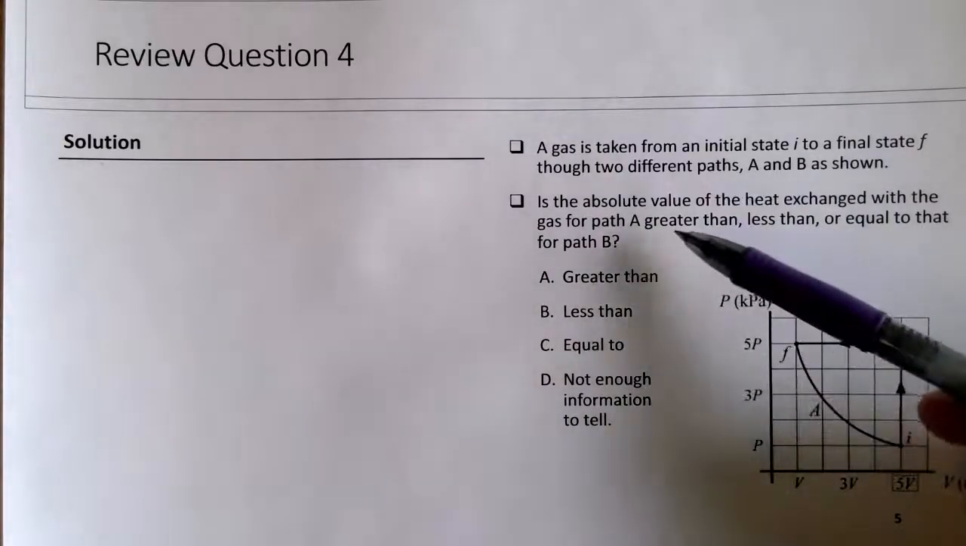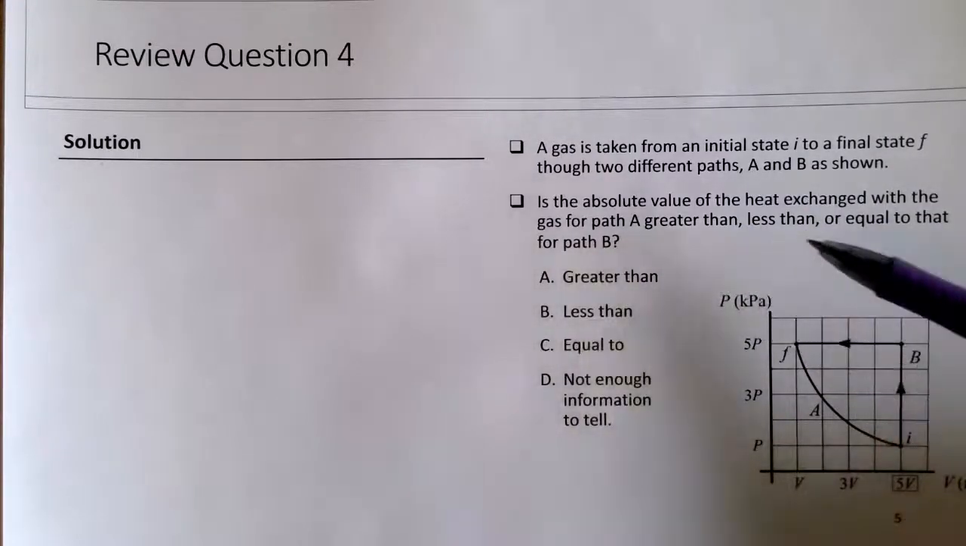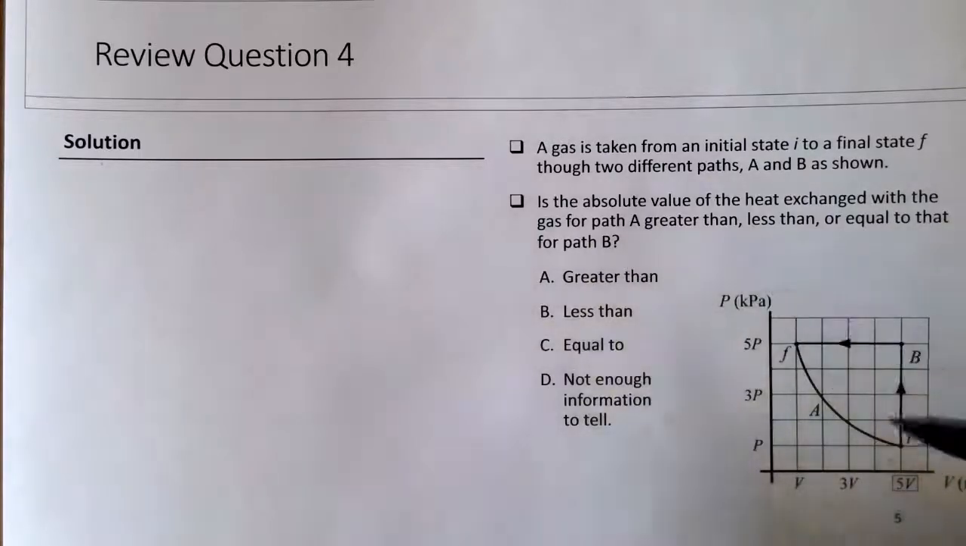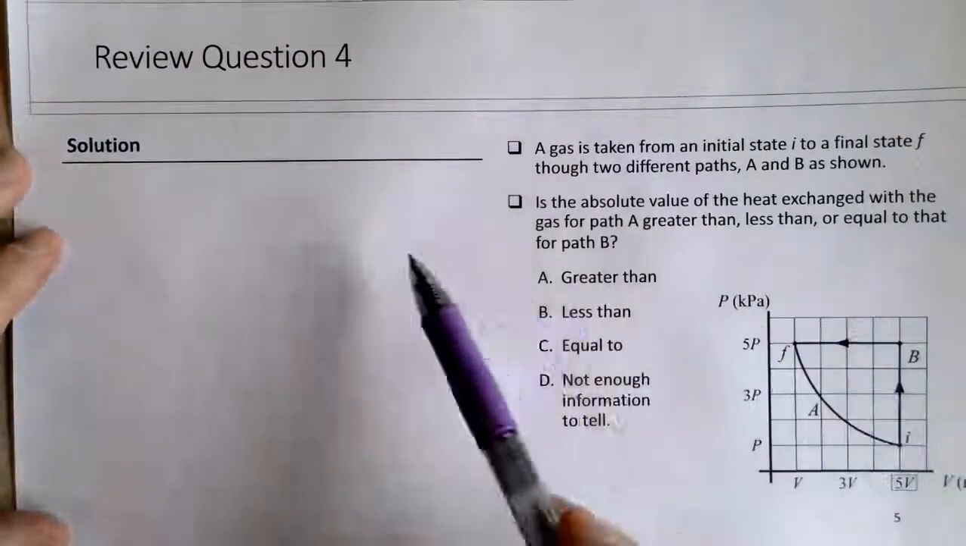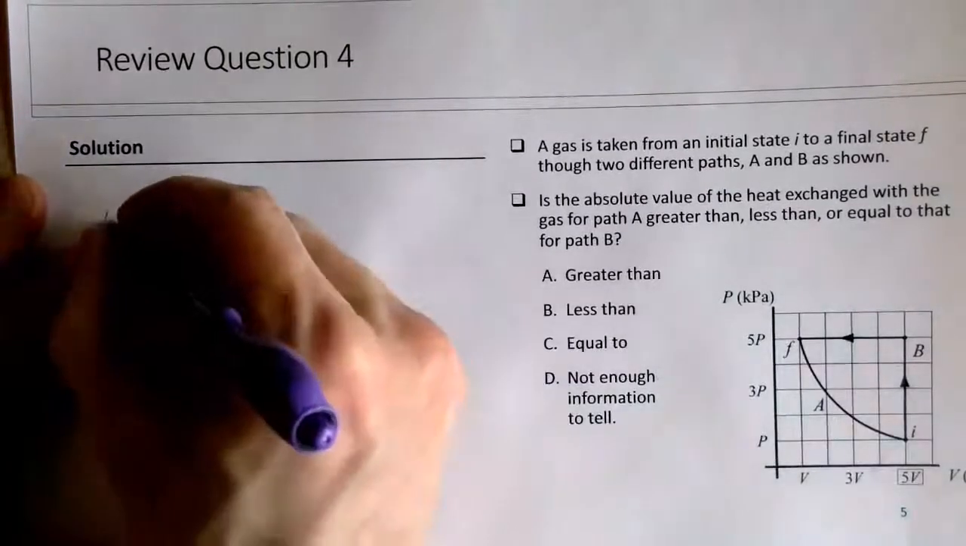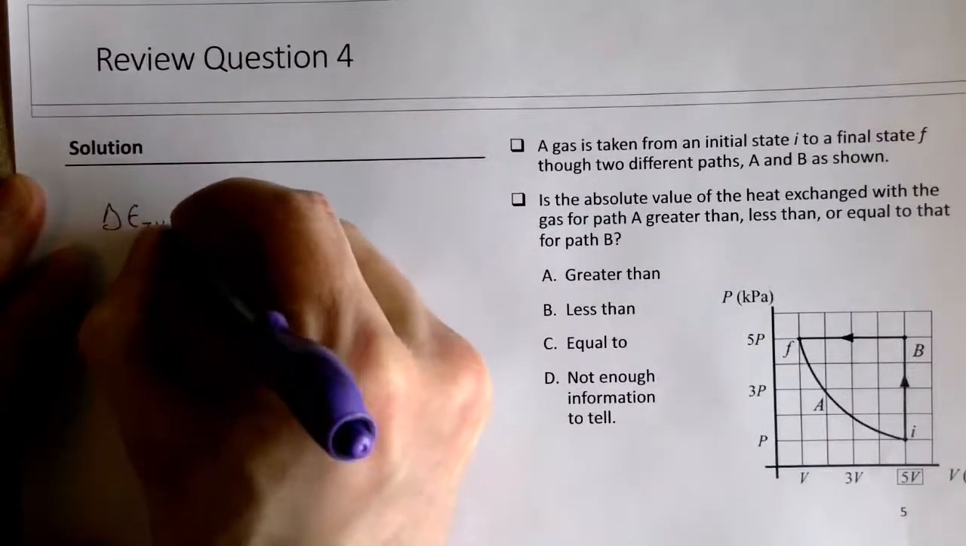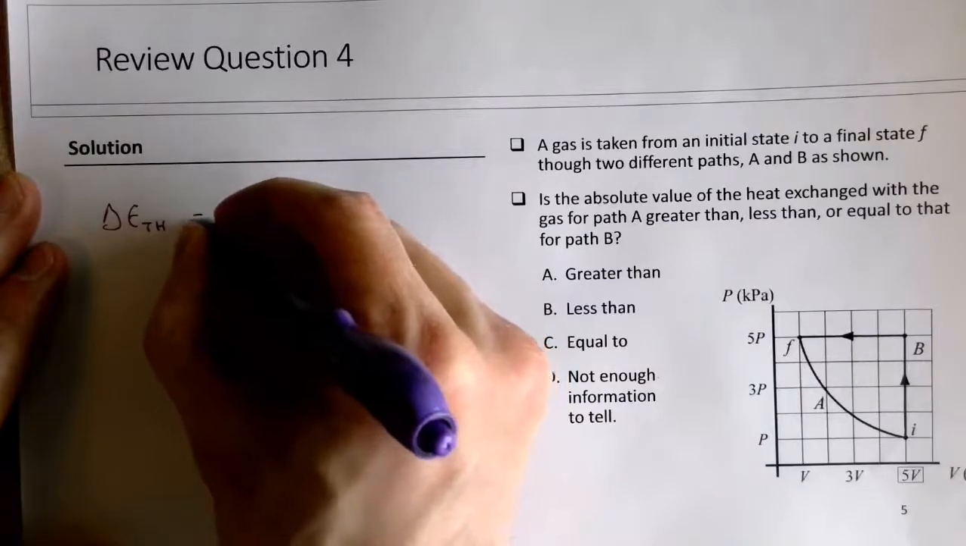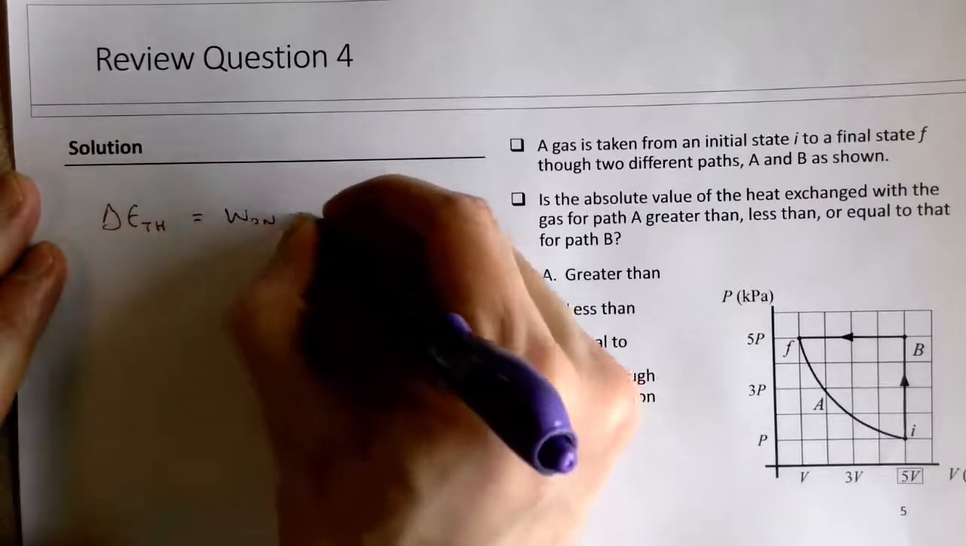And we're asked, is the absolute value of the heat exchange with the gas for path A greater or less than or equal to that for path B? So we're asked to compare heat exchanged for both processes, so we've got to think about the first law of thermodynamics, that tells us that delta E thermal is equal to work on plus Q.